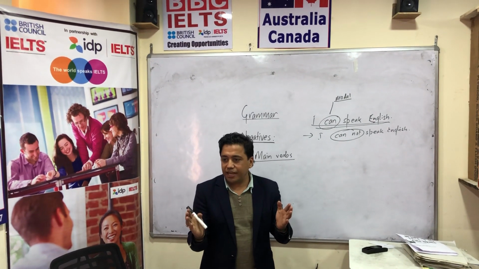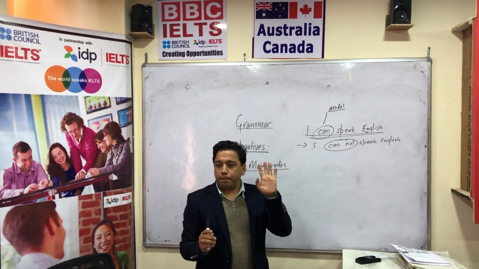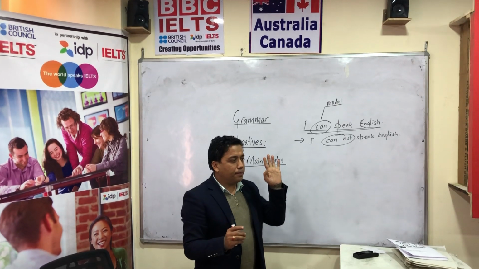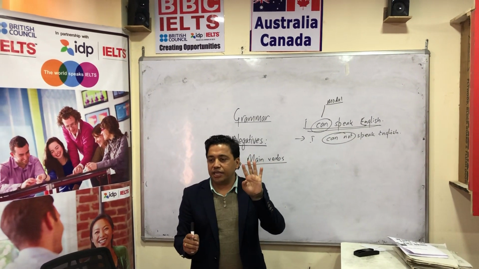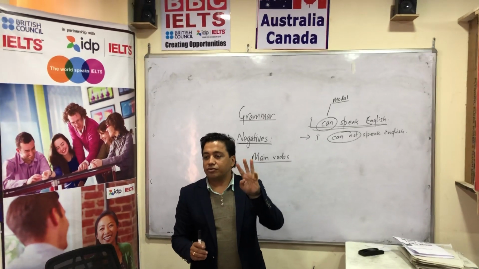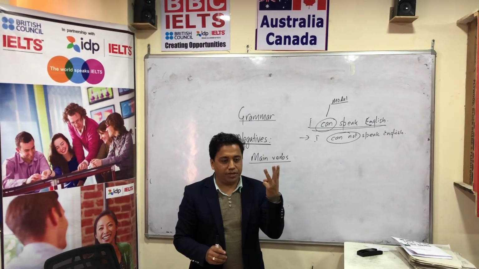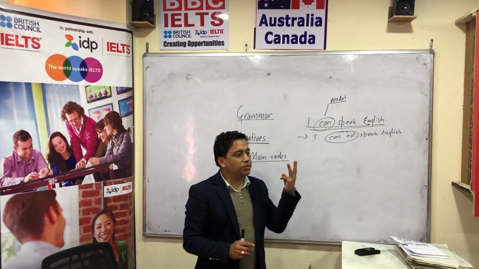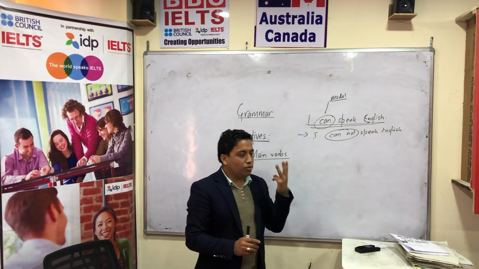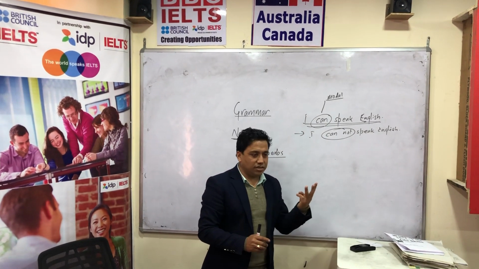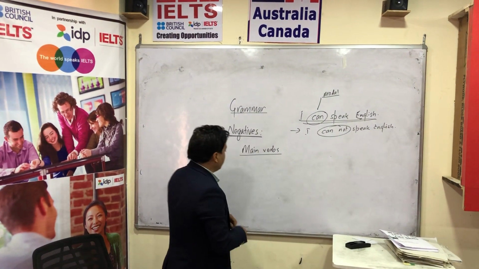Do you have any idea? Basically, we have five. Okay, here we need to discuss about basically three forms of the verbs. Three forms of the verbs are very, very important to make the negative sentences. Okay? Okay, let me give you.